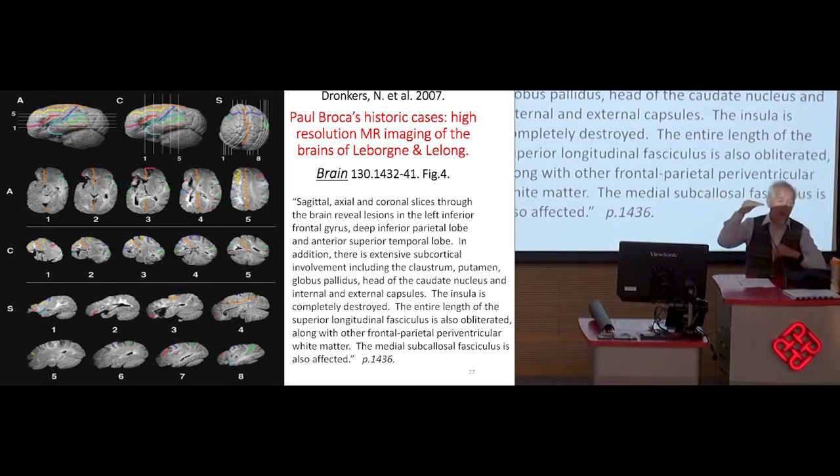Axial sections are sliced like this. Coronal section. So with these three types of sections, edge to the computer, the computer can reconstitute it to give you a 3D imaging of the brain.